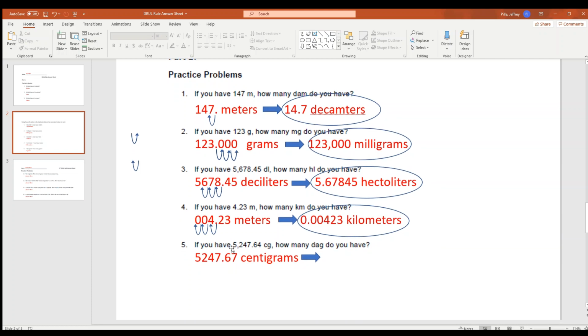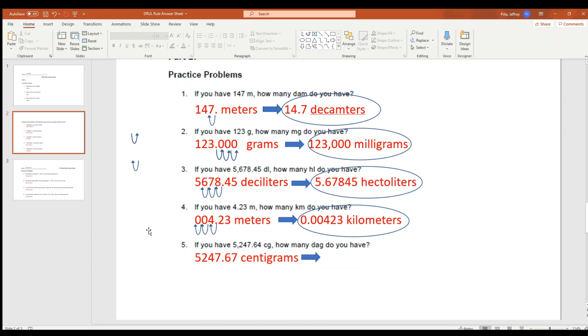If you have 5,247.64 centigrams, how many decagrams do you have? All right. So we're going from centigrams to decagrams. That means we are going up the staircase, okay? We are going up the staircase from centigrams to decagrams. That means we're going to have to move our decimal place to the left, okay?